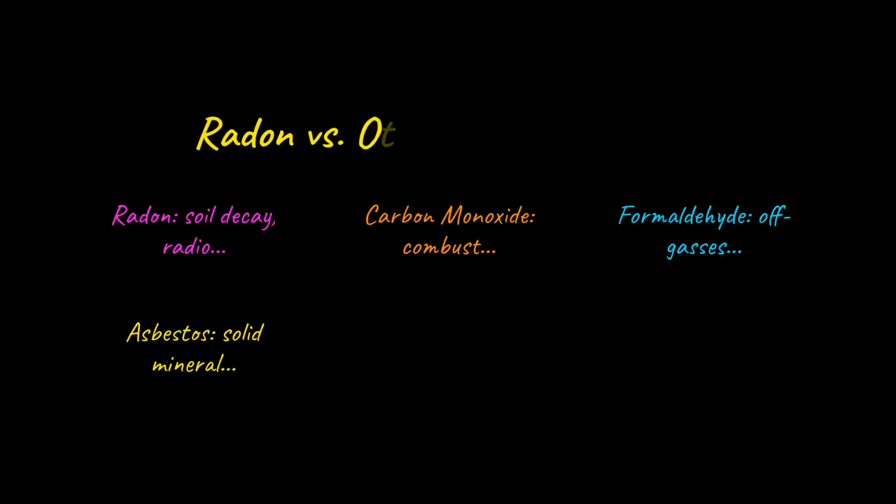When test readings come back elevated, the standard remedy is subslab depressurization, a pipe and fan system that pulls radon from beneath the slab and vents it safely above the roofline. The problem is manageable once identified.